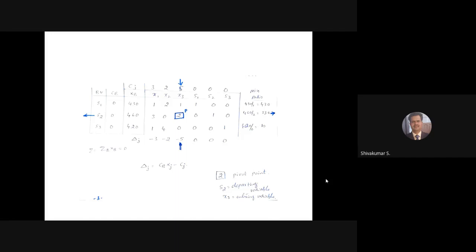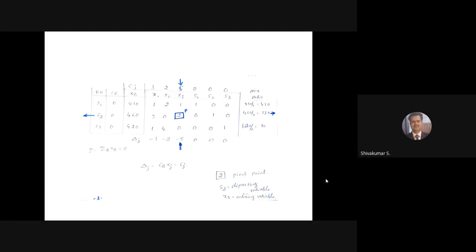Now 430 is the coefficient value, that is 430 divided by 1, corresponding to that x3 column, equal to 430. Second row, 460 divided by 2, that is 230. Third row, 420 divided by 0, infinity, so don't take it into account. You take only two values, 430 and 230. So check out the minimum value, 230.